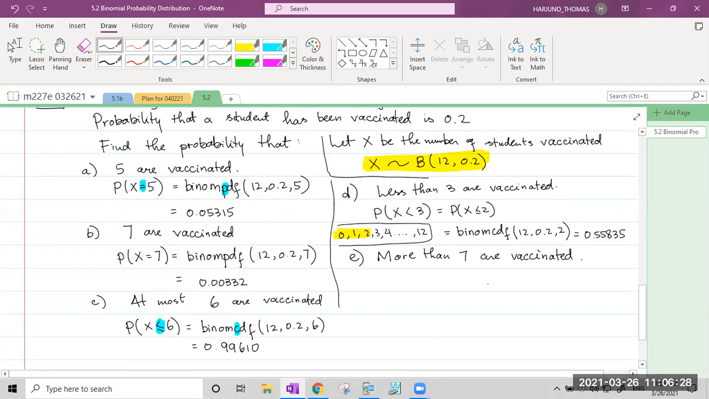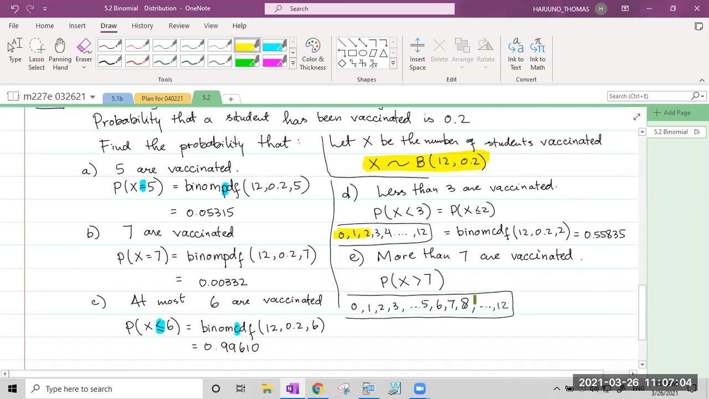Part E. What is the probability that more than 7 are vaccinated? X is more than 7. Let's visualize that first: 5, 6, 7, 8, all the way to 12. Now, when we say more than 7, does it include 7? No, it's more than, right? More than 7 means starting from 8.